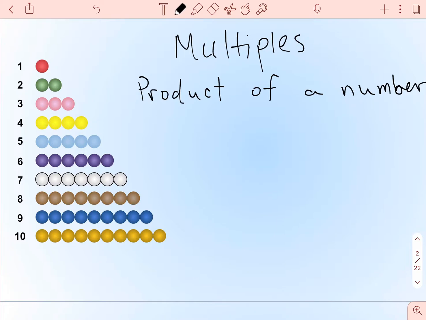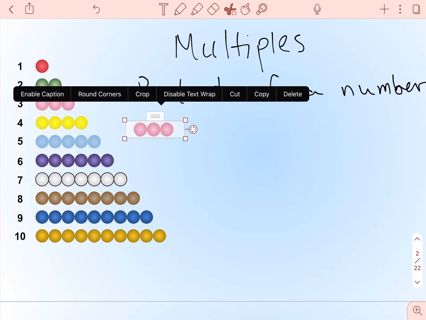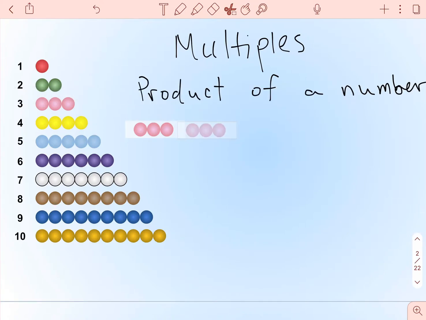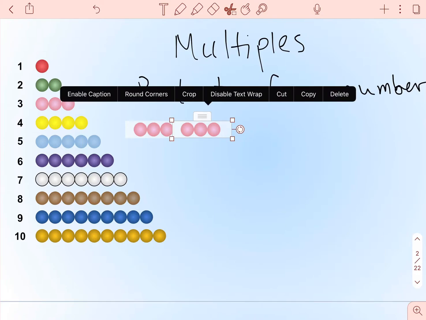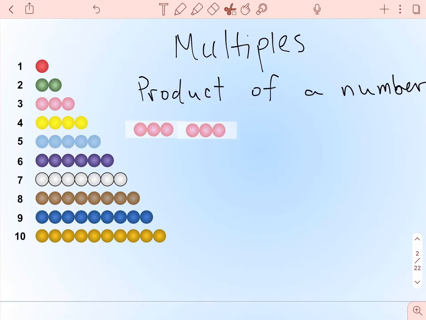For example, let's take the number 3. So we can say that 3 times 1 is 3. We can also say that 3 times 2 is 6. So 6, we can say, is a multiple of 3. And so is, let's see, 9.